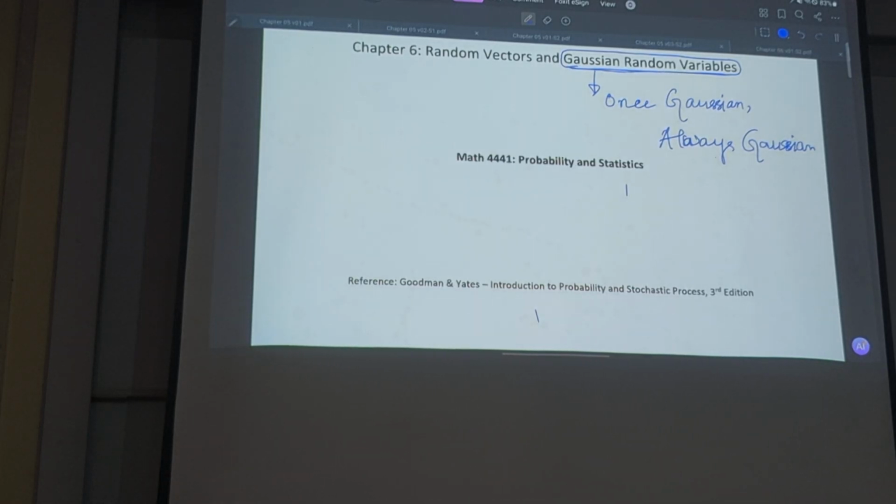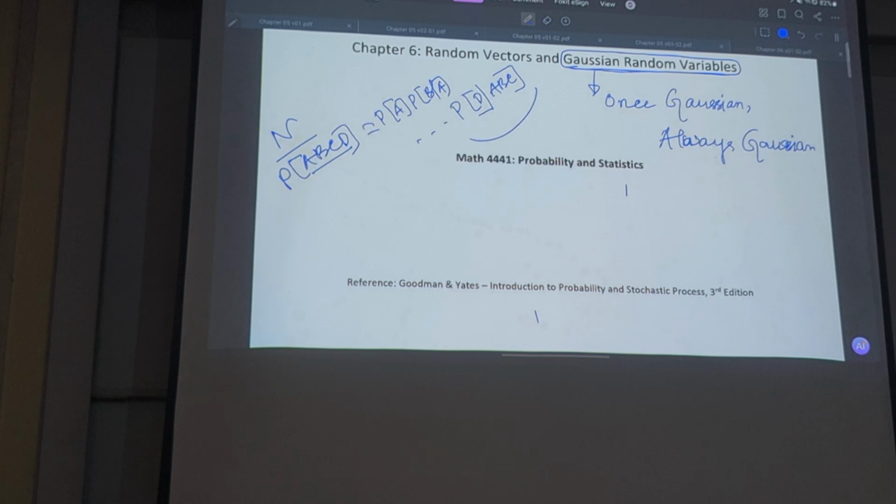Yes, that actually makes the mathematics practical. Otherwise, when you have n random variables, just consider the probability of A, B, C, D. What is it? Probability of A, then B given A, up to probability of D given A, B, C. If there are hundreds, D given A, B, C up to 100, right? So calculating this probability is always difficult.